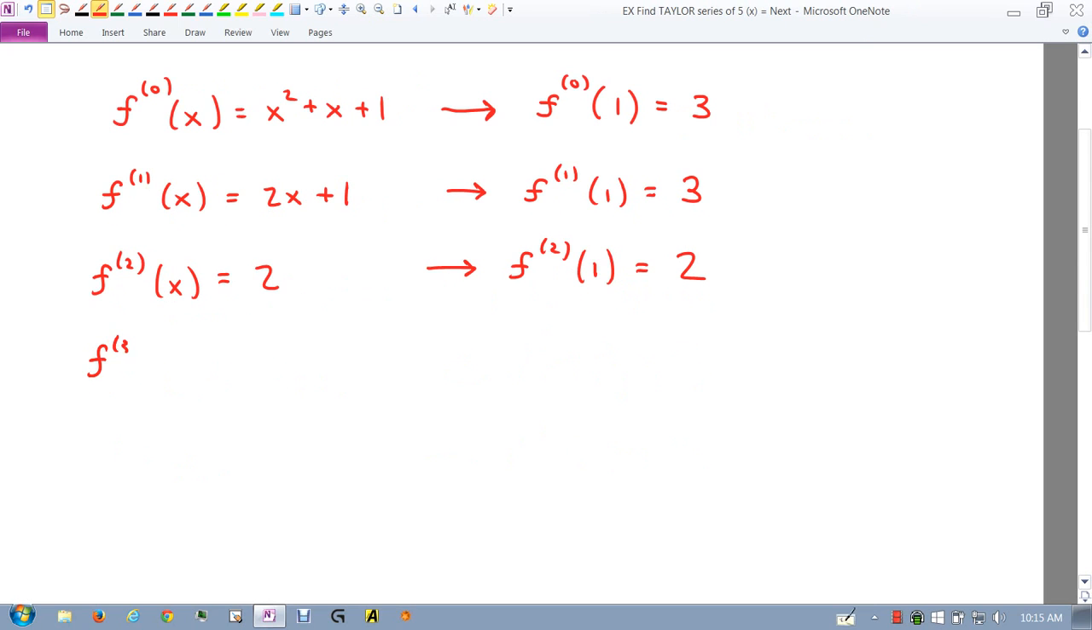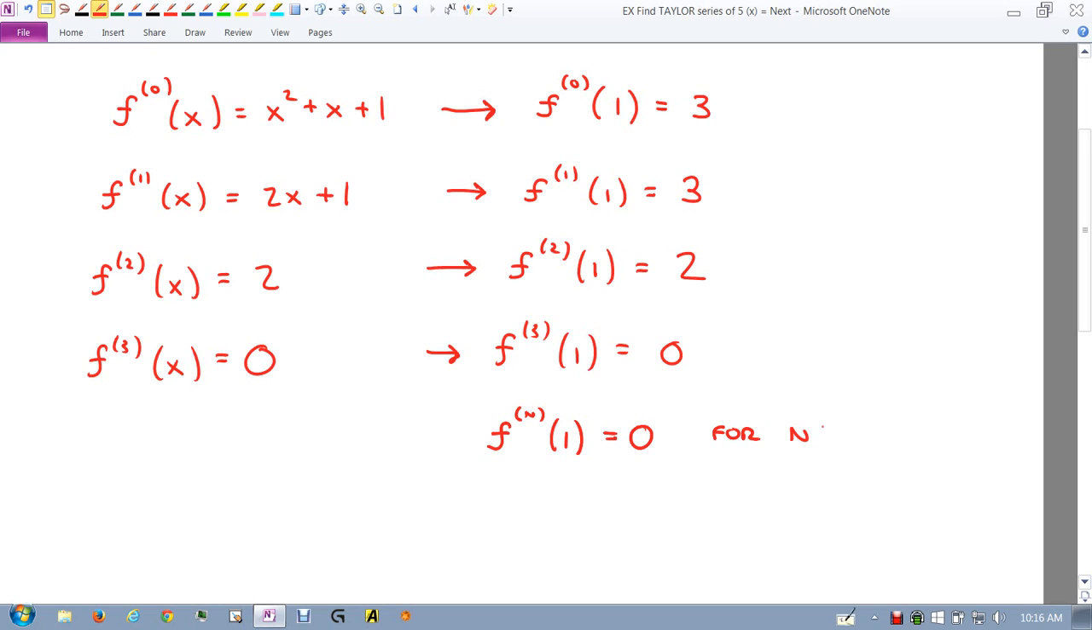Now take the third derivative. What's the third derivative? 0. And now plug in 1 into that, and what do you get? 0. Do you understand what I'm doing? Now, what's the fourth derivative? Same thing, 0. So from here on out, aren't I going to get zeros the rest of the way? So what I'm going to say is over here, f to the n at 1 will equal 0 for all n bigger than or equal to what number? From 3 and on, right?